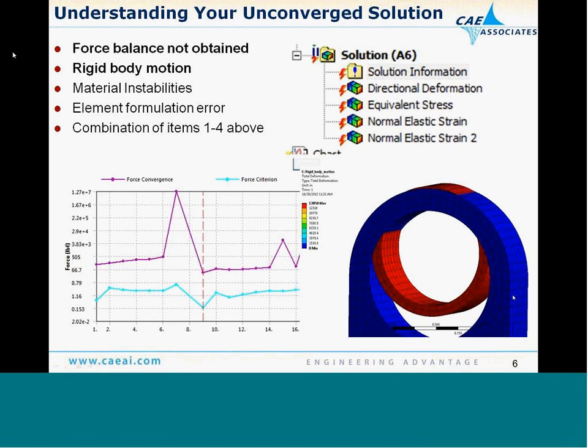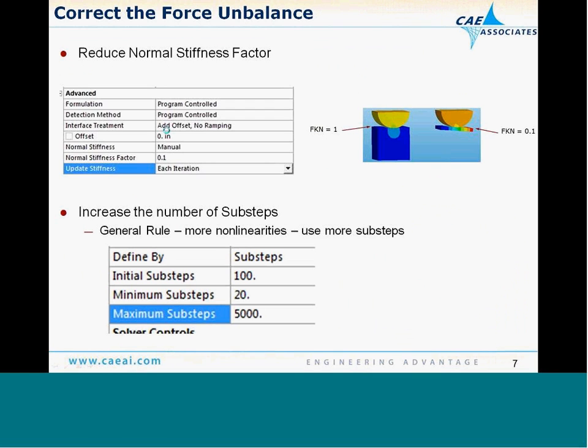For this group, force unbalance is the most common, but second is rigid body motion. And those are by far, in my experience, the two most common forms of non-convergence. So that's kind of consistent with what I would think as well. So let's look at possible solutions for these two types of non-convergence.